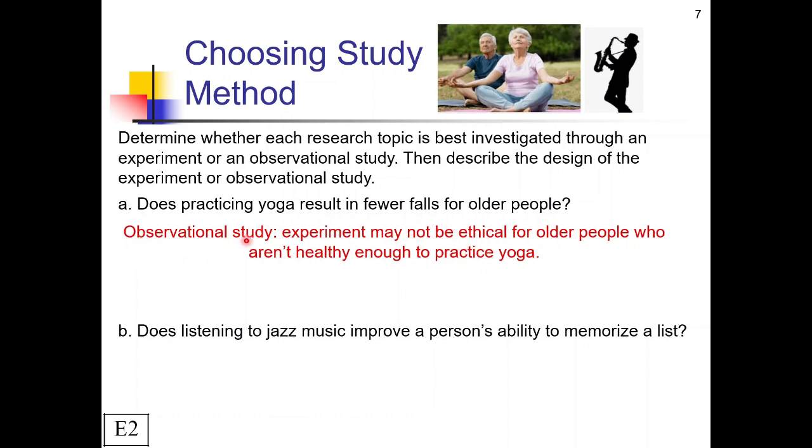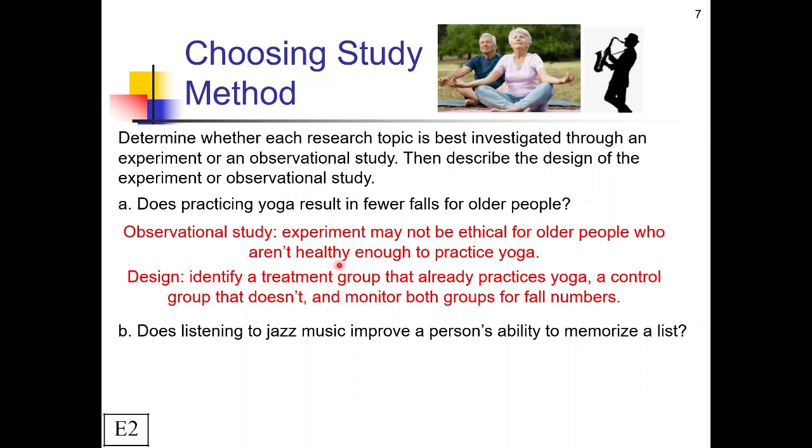Instead, using an observational study, we would just identify a treatment group that's already practicing yoga, like these fine folks up here, a control group that doesn't, and then monitor both groups for numbers of falls. And of course, you would also try to take into account lots of other things in their environment and lifestyles to make sure that other variables weren't clouding the picture, but there's only so much you can do.